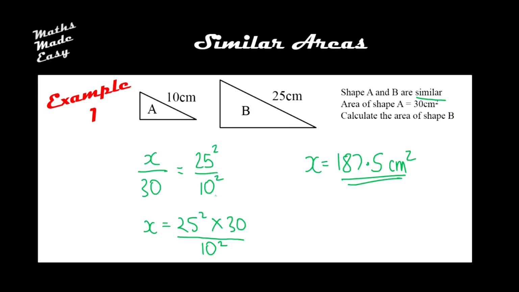Now a common mistake that I want to draw your attention to is occasionally some people get this fraction the wrong way up. You'll notice that the missing value here on the top is for the larger of the two shapes here, and this is also for the larger of the two shapes, whereas this here is for the small one and this here is for the small one. If you were to write 10 squared over 25 squared, that would be the wrong way round and you would end up with the wrong answer.